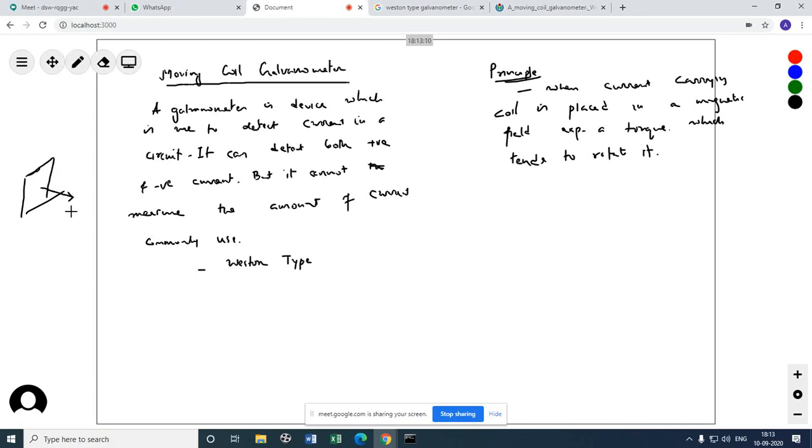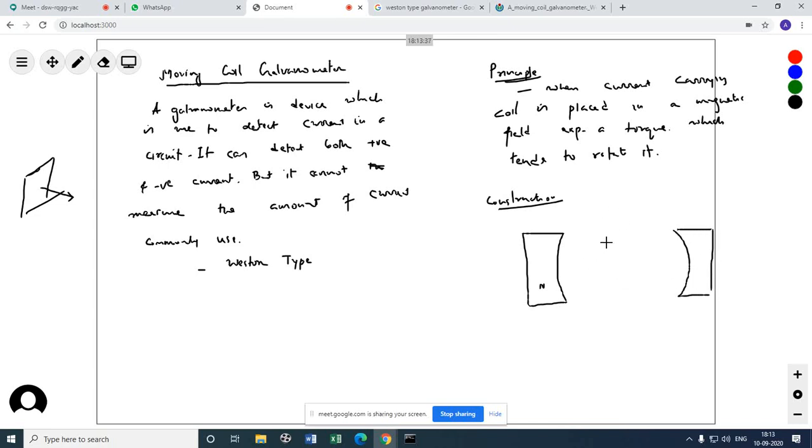Now, what is this construction? What does it include? You can clearly write from here. The most important part, the diagram which you have to draw in the exam, is that you need to draw a field magnet. This is a field magnet. This is the north pole. This is the south pole of the magnet.